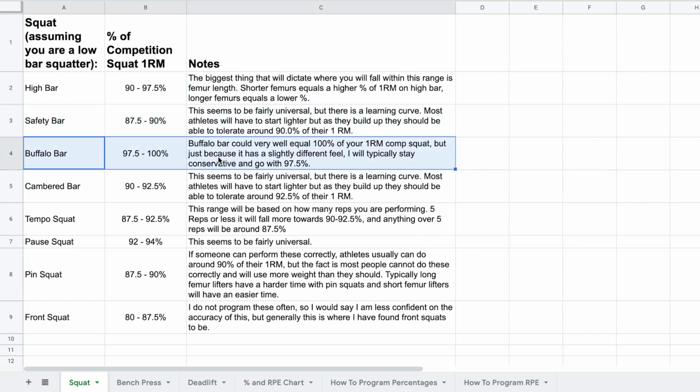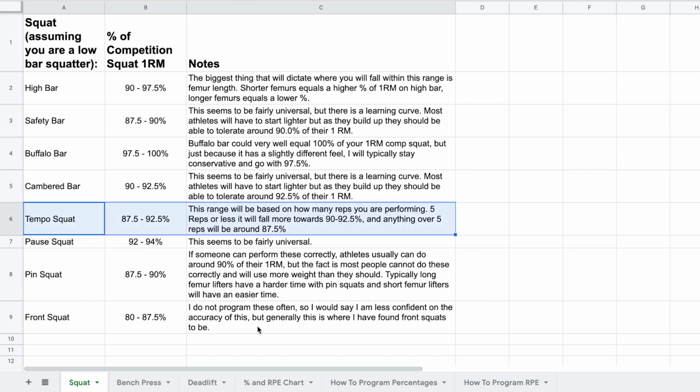Buffalo bar, for most people, if you've ever used the buffalo bar before, once you get used to it, you pretty much can handle your normal 1RM on your comp squat. So it's not too different. It's just a slightly different weight distribution because of how that bar bends, but otherwise not so much. Cambered bar is fairly similar to a safety bar, just being a different bar that you have to get used to, and then once you do, you can usually start to increase that.